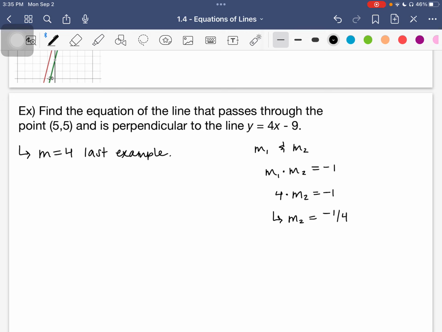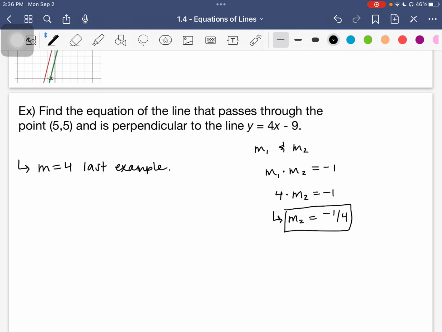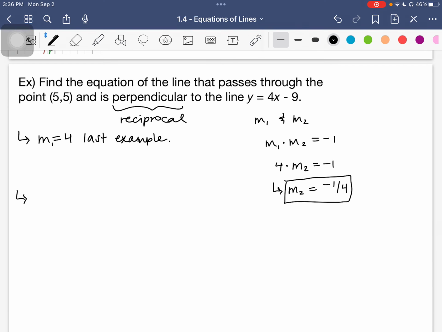So this tells us that the slope of our second line will be -1/4. A way to kind of remember this is to think reciprocal for perpendicular lines, but you just have to remember that we also have this negative out here. All right, then we can do the same thing we did in the previous example. We have our slope now, and we have this point here, so we're going to use our point slope form. So it'll be y minus y1, which again is going to be 5 here. Our slope is -1/4. And then we have x minus x1, which is also 5.